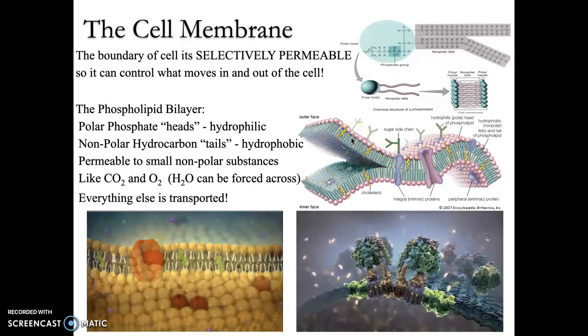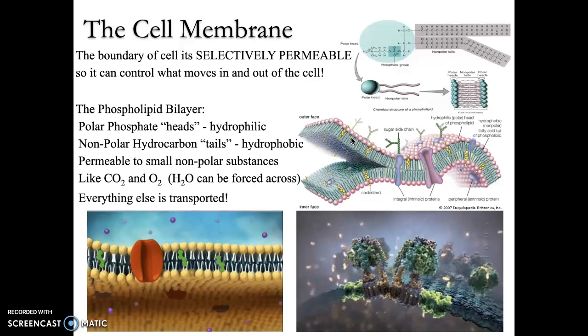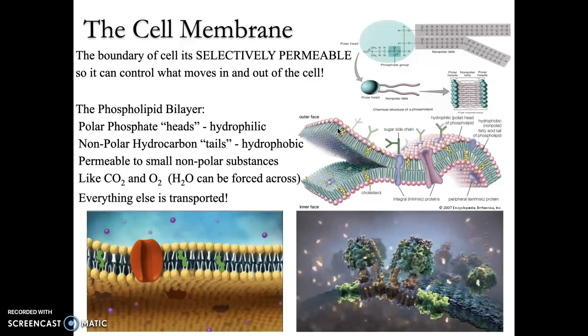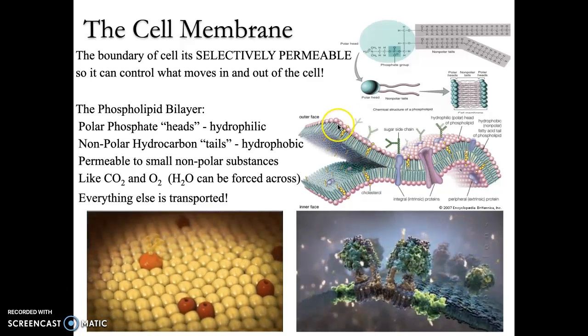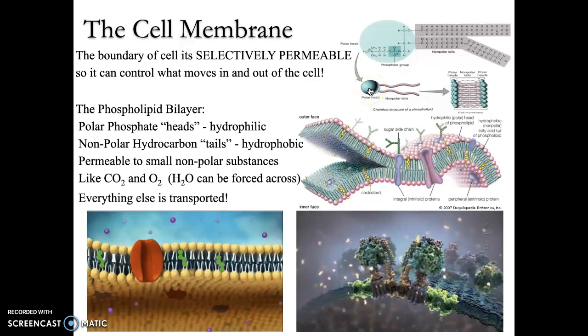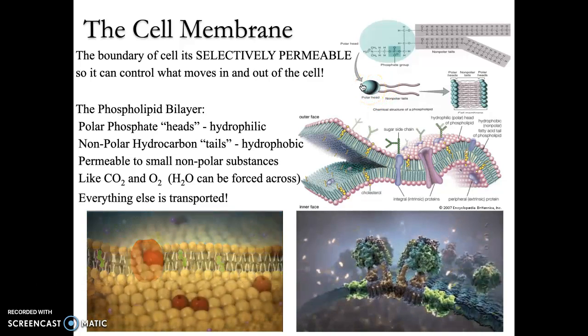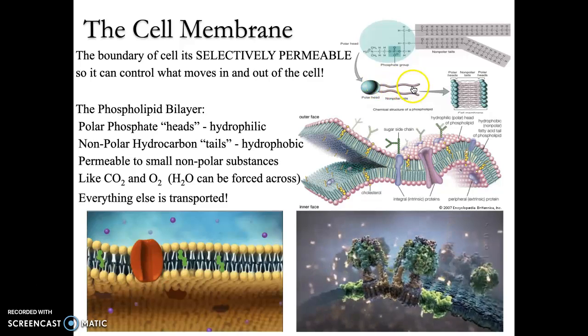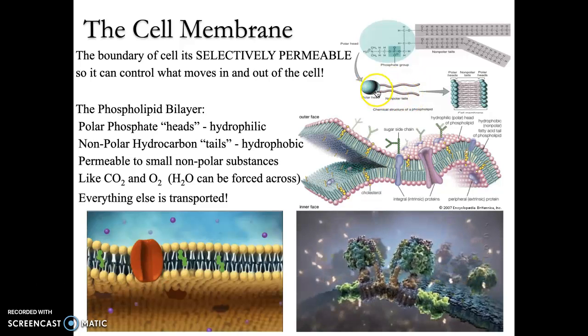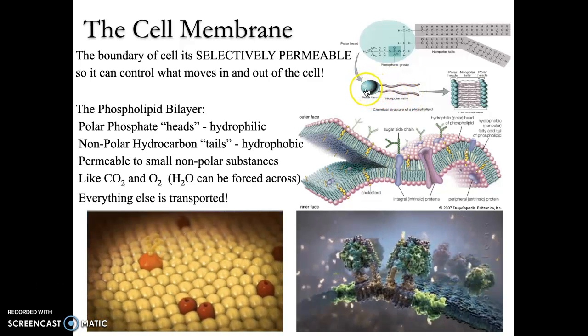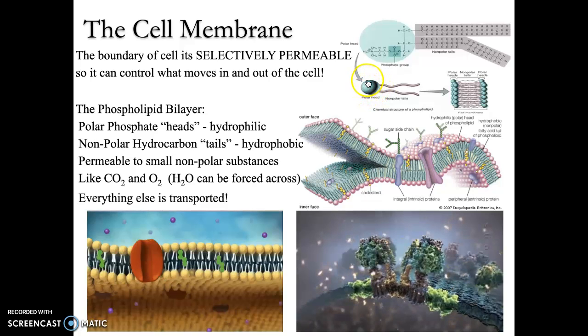If you remember from our biochemistry unit, the membrane is made of a special type of molecule called a phospholipid. There it is right there. And again, I think I said this to you before. It kind of looks like a sperm cell with 2 tails, right? The head is made of a phosphate group. This phosphate group is polar.